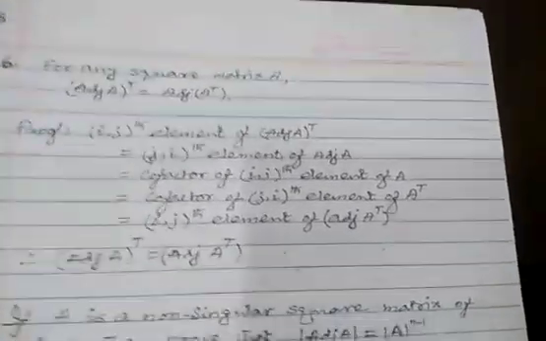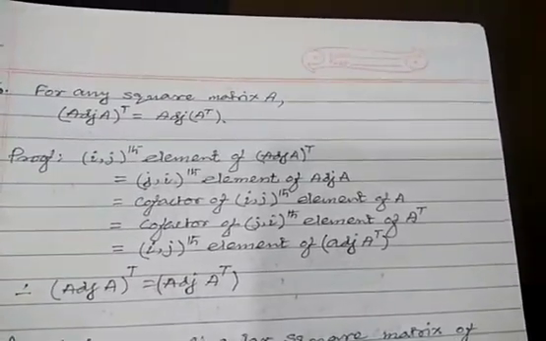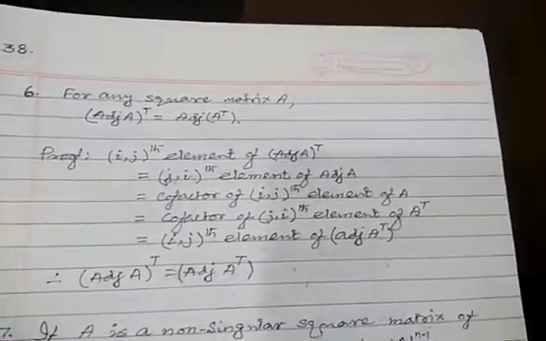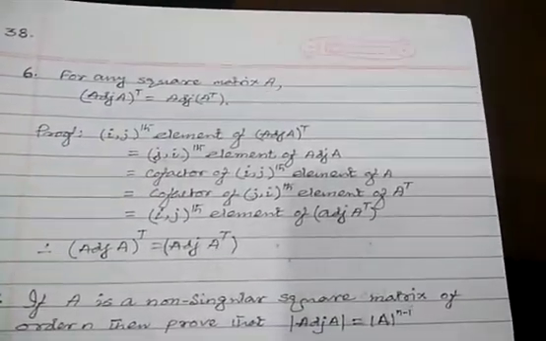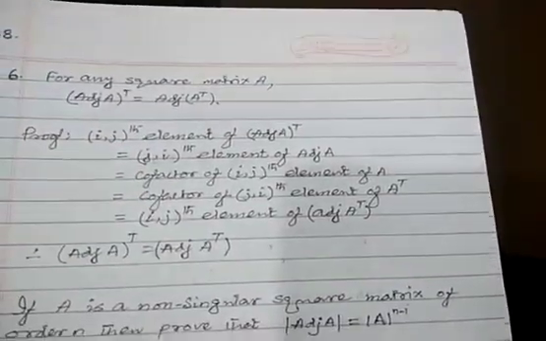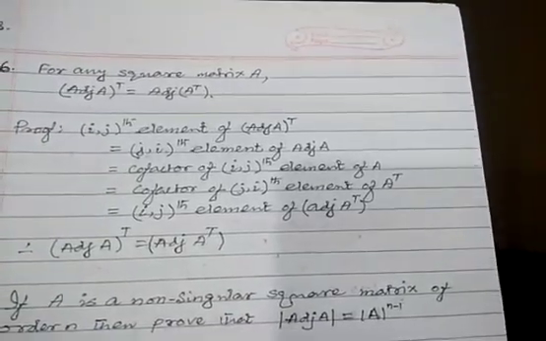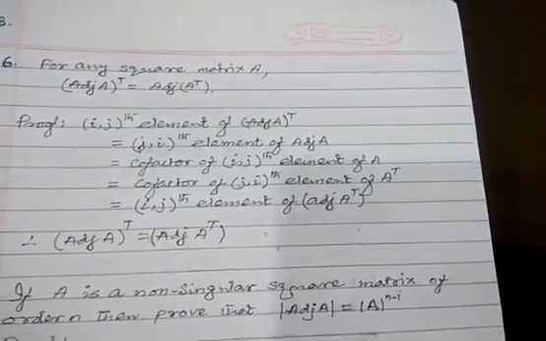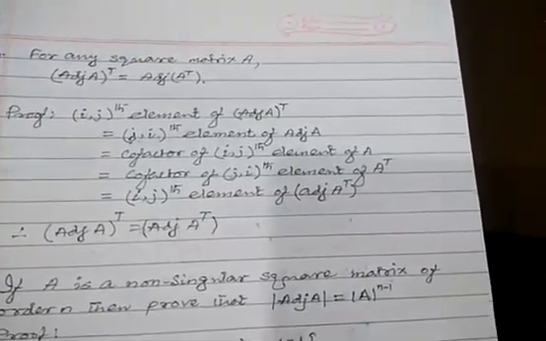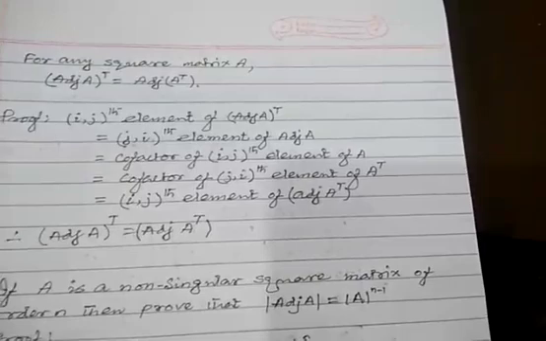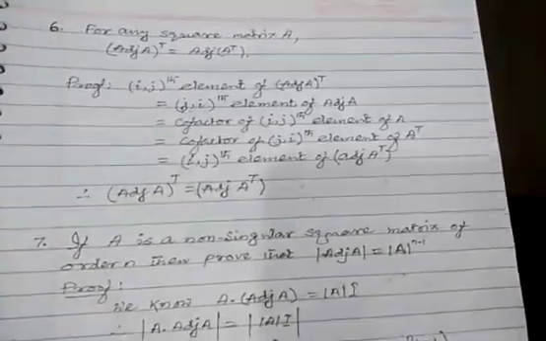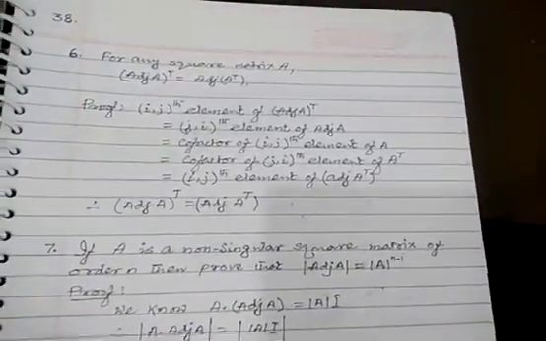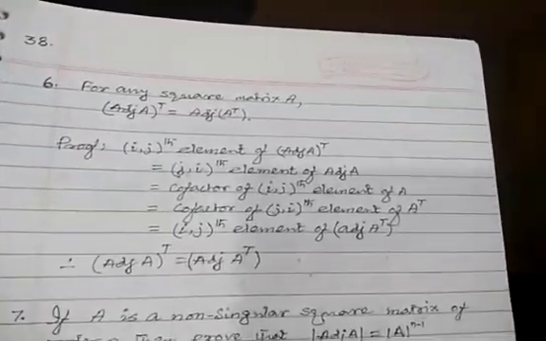Therefore, we know cofactors: the transpose of the cofactor matrix forms the adjoint matrix. So, the jith element of adjoint A is the same as the cofactor of the ijth element of A. That is equal to the cofactor of the jith element of A transpose. And you can also say this is equal to the ijth element of adjoint A transpose. Therefore, adjoint A whole transpose is equal to adjoint of A transpose.